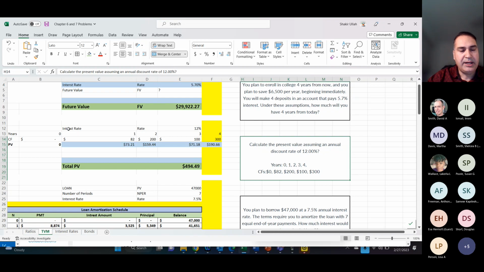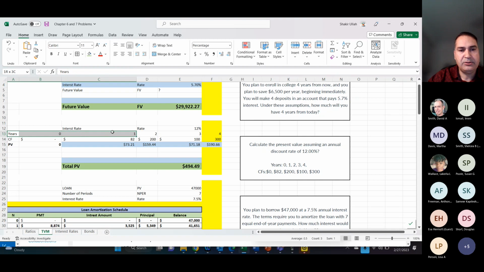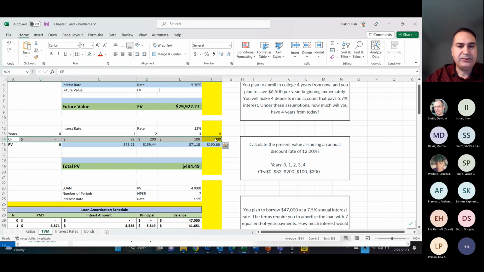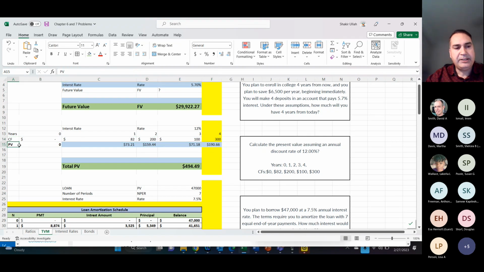So what I need to do, I listed that right here. The interest rate, which we call the rate, is 12% for this problem. We have these years. So years are 0, 1, 2, 3, and 4. We have the cash flows. In year 0, we don't have any cash flow, that is 0. In year 1, in year 2, 3, and 4. So these are the accounting cash flows that we get. All right. And so then what we need to do is to find the present values of these cash flows. So we will do that one by one.